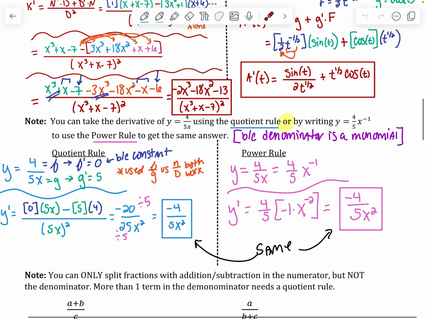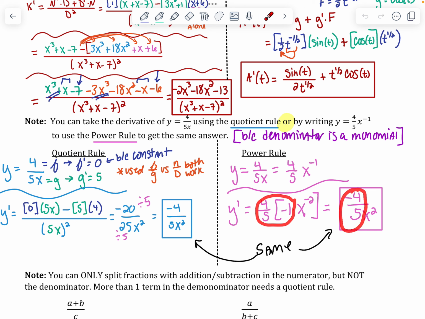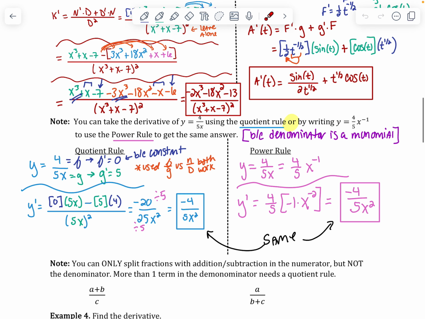But remember, we just said for this particular problem, why not move the x up front or just put it off to the side with a negative exponent? So I will leave 4/5 as a coefficient, bring my negative exponent out front, subtract 1 from the exponent, and as I multiply the 4/5 with negative 1, and I take the x squared to the denominator to fix the negative exponent, you notice that I have the same answer.